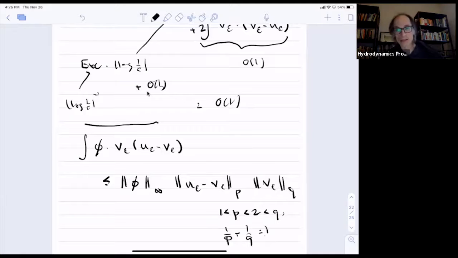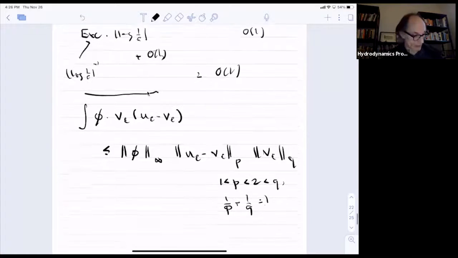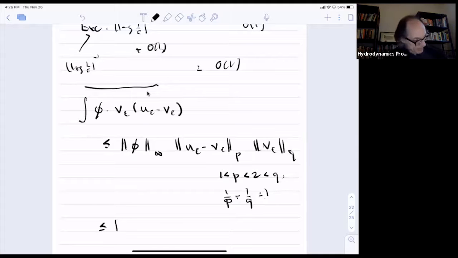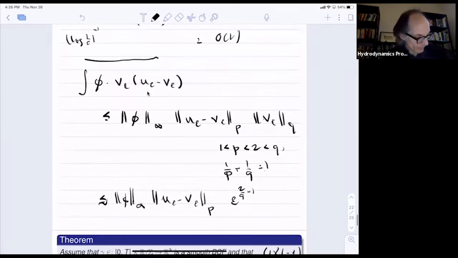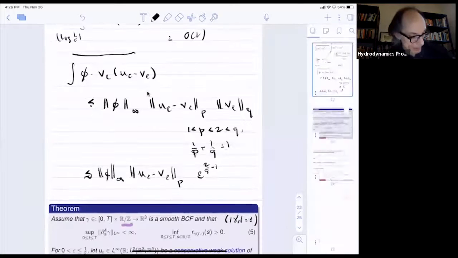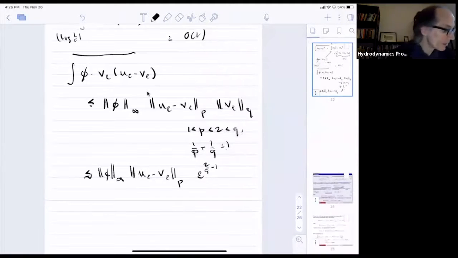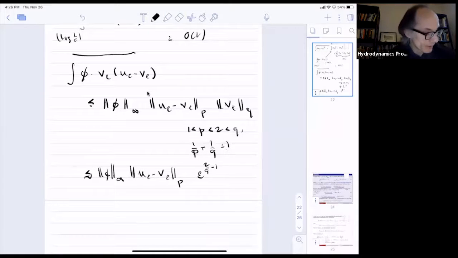Okay, and so we already have an estimate for the L q norm of v epsilon from what we said before, and that will be up to a constant epsilon to the 2 over q minus 1. Okay, so that's what we have.